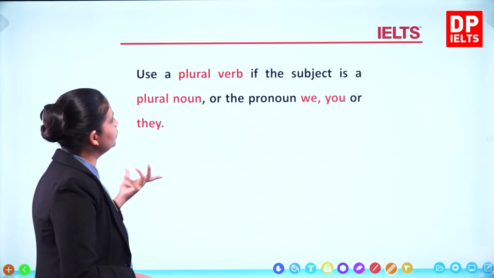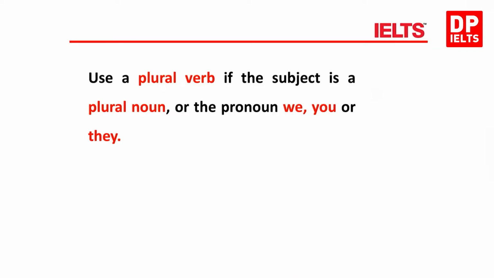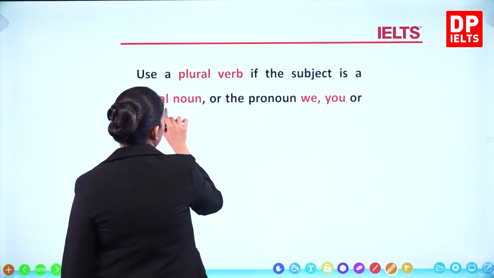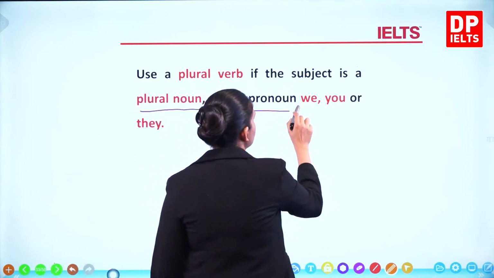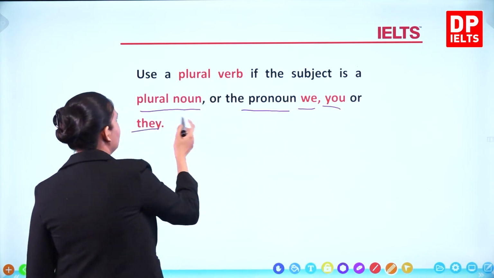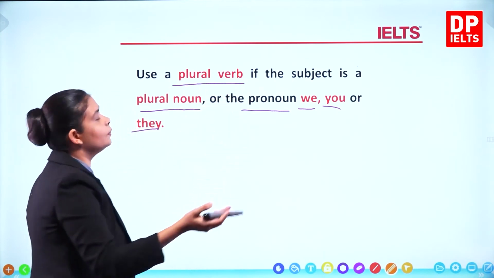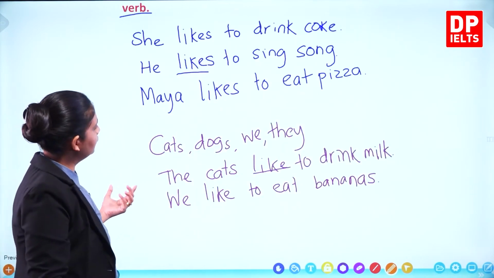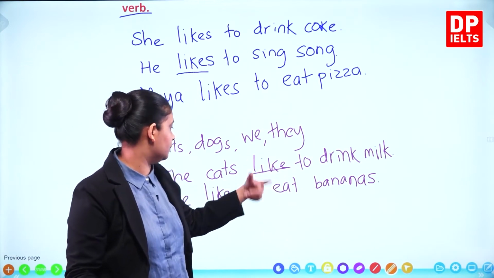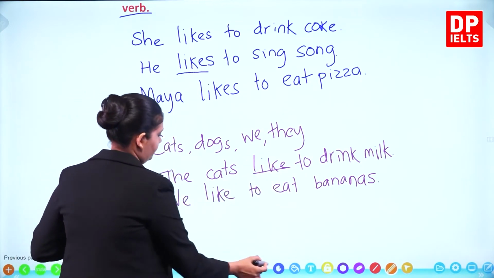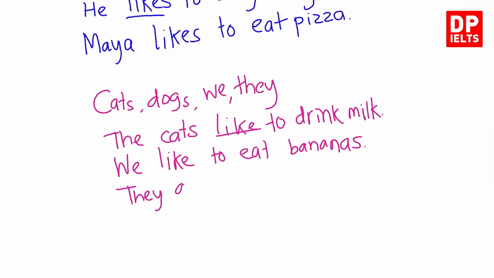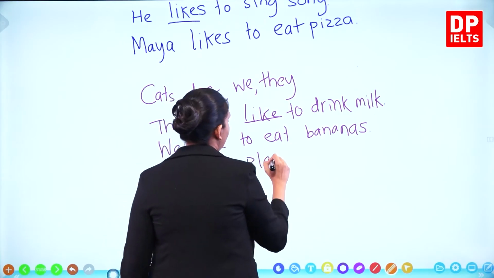Now here, of course, you know the plural. We did that. Use a plural verb if the subject is a plural noun or pronoun. As I told you, if you have a plural noun or pronoun such as we, you or they, you must use the plural verb. We had a look at some of the examples, right? The cats like to drink milk, or you can say they are. I'll just add some examples to this list itself. They are playing outside.